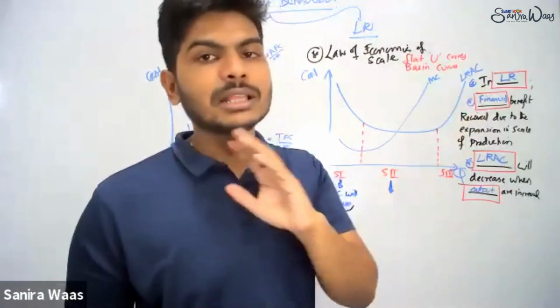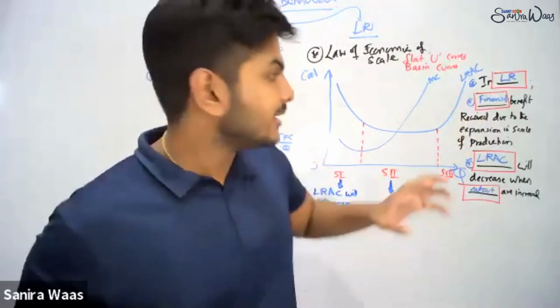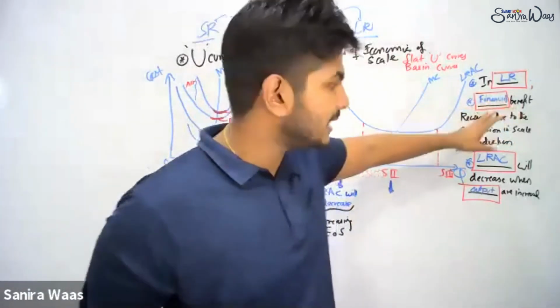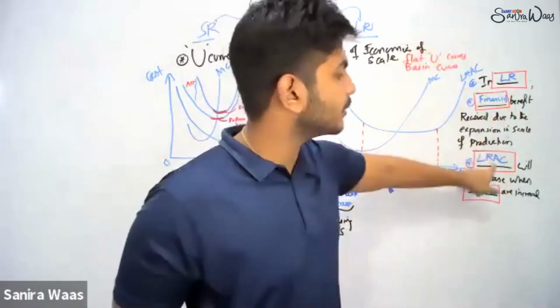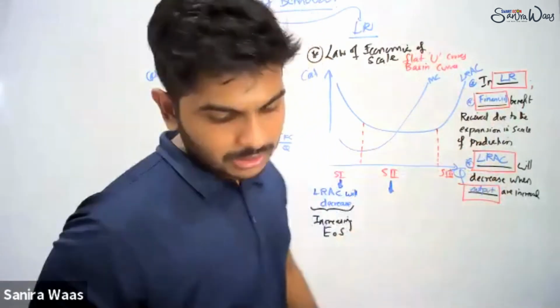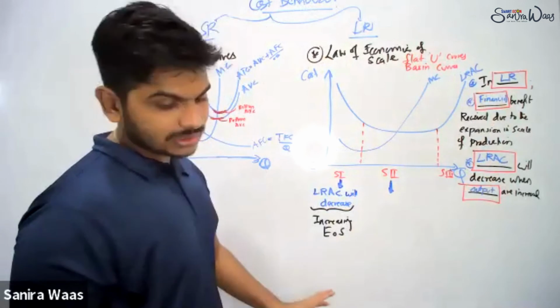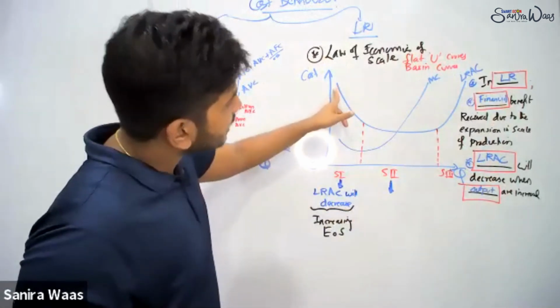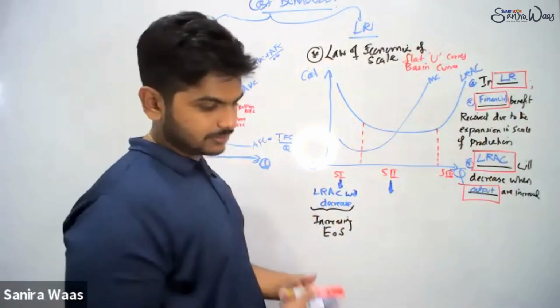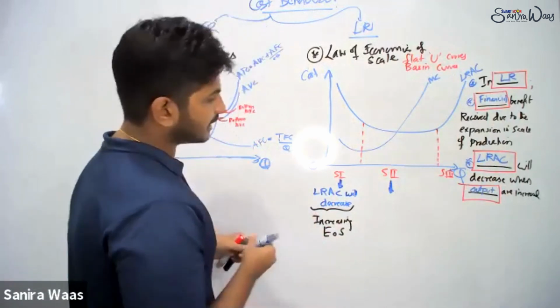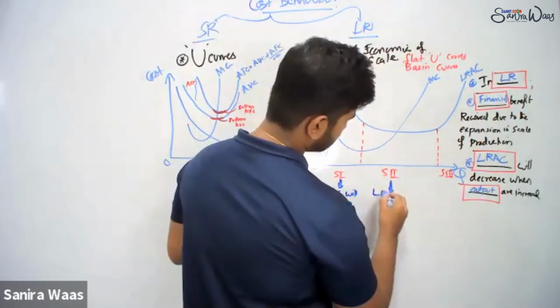Why? Returns to scale means it's a real benefit. It is regarding input and output. But economies of scale is about cost and output. So this is not returns to scale. This is increasing economies of scale. Second one, long run average cost.